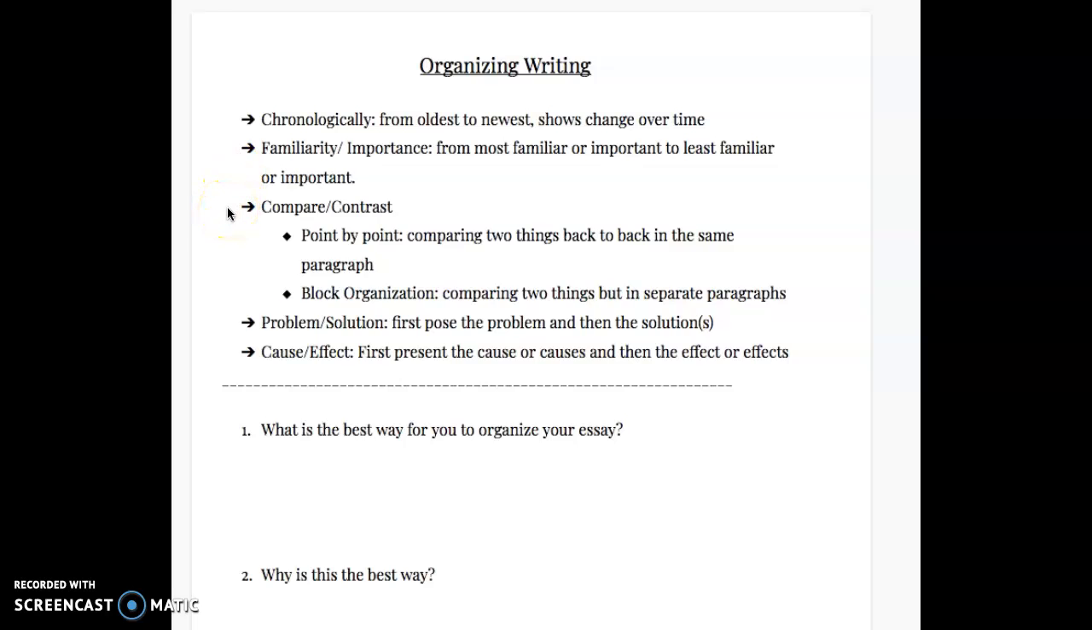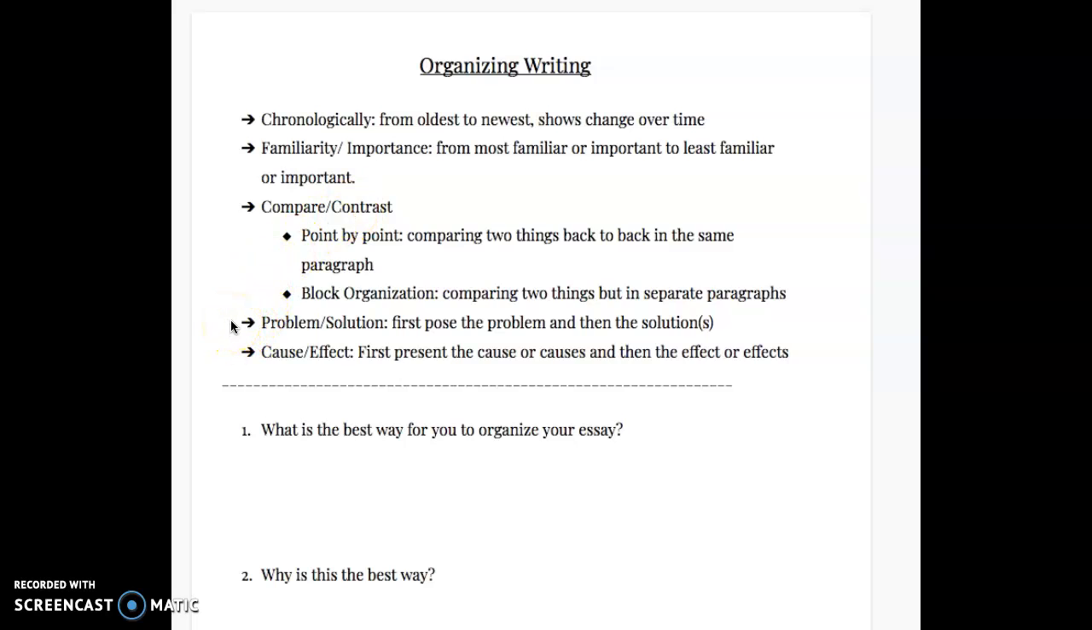The next one is compare contrast, and you can do this in two ways. You can do it point by point, so you can compare things back and forth in the same paragraphs, or you can block organize, so you can do one paragraph or two paragraphs about one thing, and then compare it to something else in a paragraph or two on another thing. So there's even two different ways you can do compare and contrast.